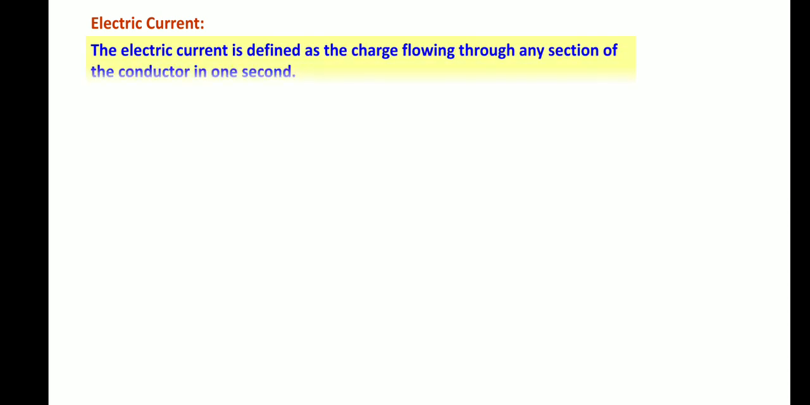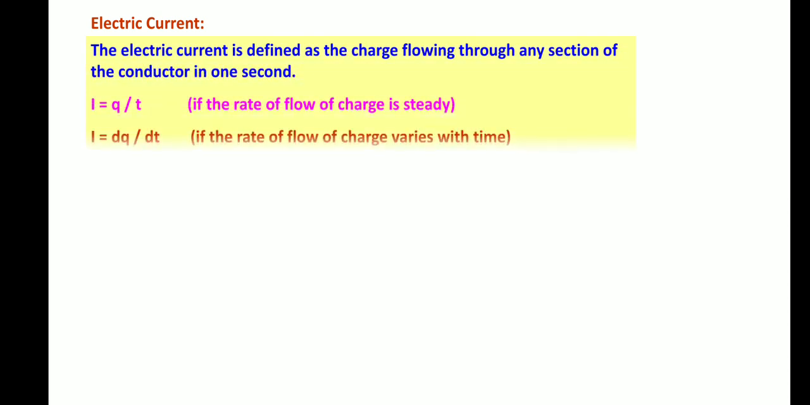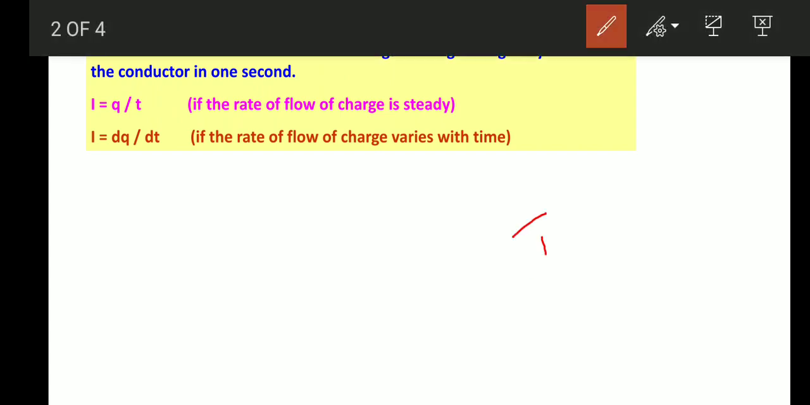An electric current is defined as the rate of flowing charge in a unit time, or the rate of flow of charge at any section of the conductor in 1 second. So usually current will be denoted by the symbol I, which is equal to Q by T, where Q is called the charge flowing per unit time T. Then the SI unit for current is ampere.